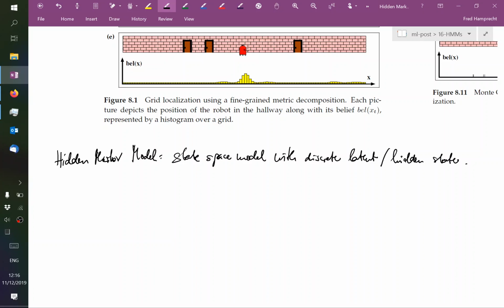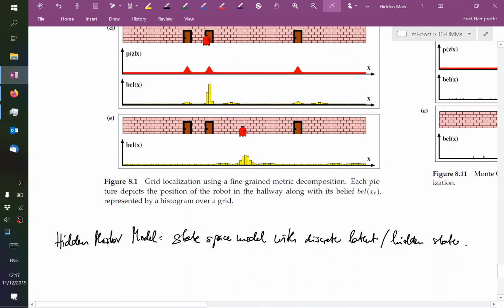We make no statement about the measurements. In fact, the measurements can also be discrete or they can be continuous. So in the example that you see here, this measurement model is a continuous one, even though the state itself is discrete. So in this particular example, this would be continuous, and the hidden state here would be discrete.